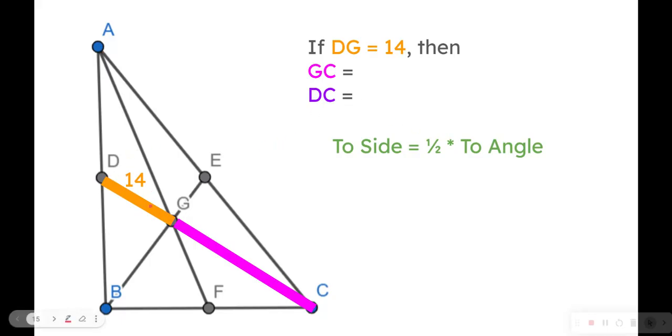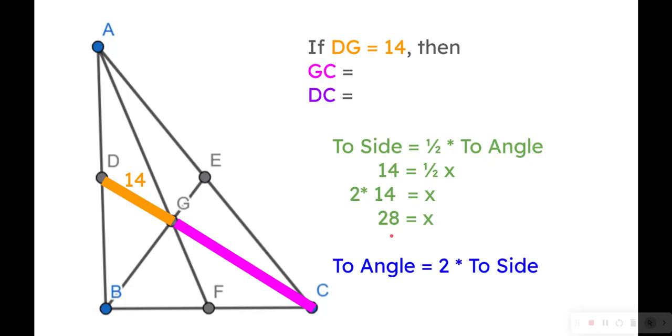Again, this 14 is to the side, so I'm going to plug in 14 on this side and just an x here because I don't know it. So now I have 14 equals 1/2 x. To solve this problem, we multiply both sides by 2, and I get that this length, this pink length, is 28. You could have used the other formula that involved side and angle, again plugging in the 14 for the to the side part, and you'll still get 28.